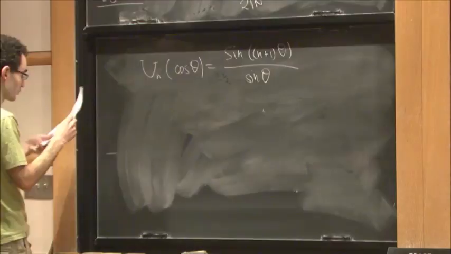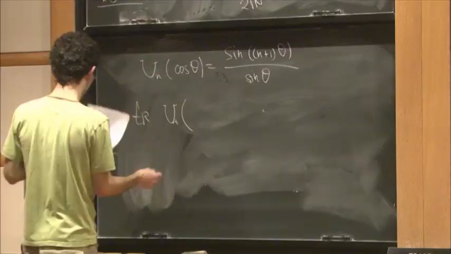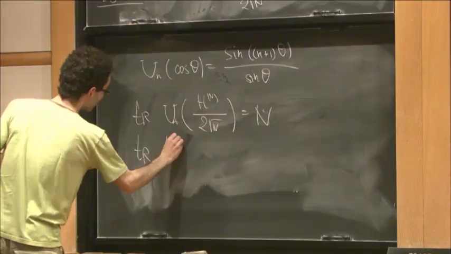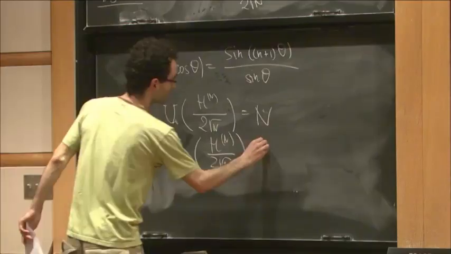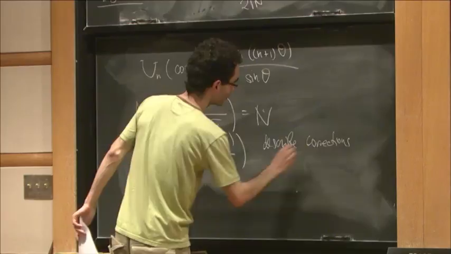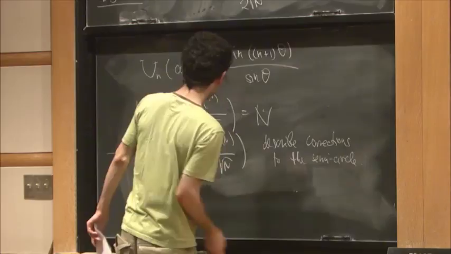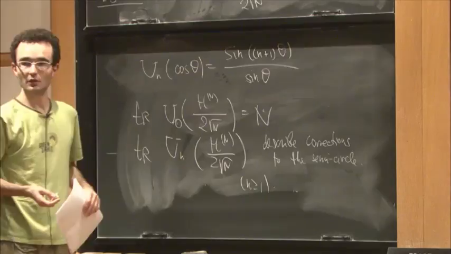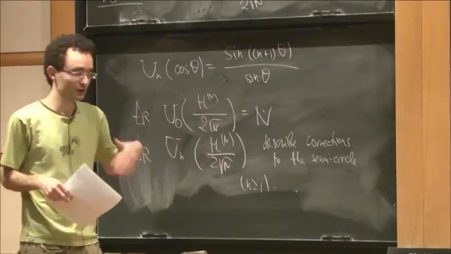So let me write this down. The trace of U0 of H_N divided by twice the square root of N is equal to N, since this is identically 1, and the further traces describe corrections to the semicircle when n is greater than or equal to 1. What do you have as the index of the first U there? No, the other one. 0. The zeroth polynomial is 1, so this is just 1 because it's there at the points, and the other ones describe corrections.